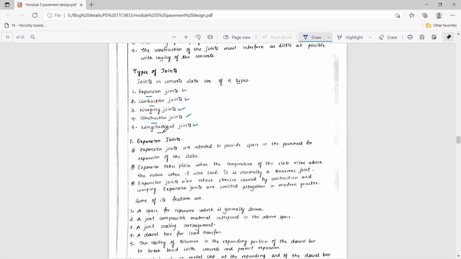Generally, when temperature is very high, cement concrete slab will undergo expansion, and when the temperature is very low, cement concrete slab will undergo contraction. In order to provide for this expansion and contraction, we have to provide certain joints. A joint is nothing but a small gap between the two concrete slabs. That small gap will give a provision for expansion and contraction, and those joints you can name as expansion and contraction joints.